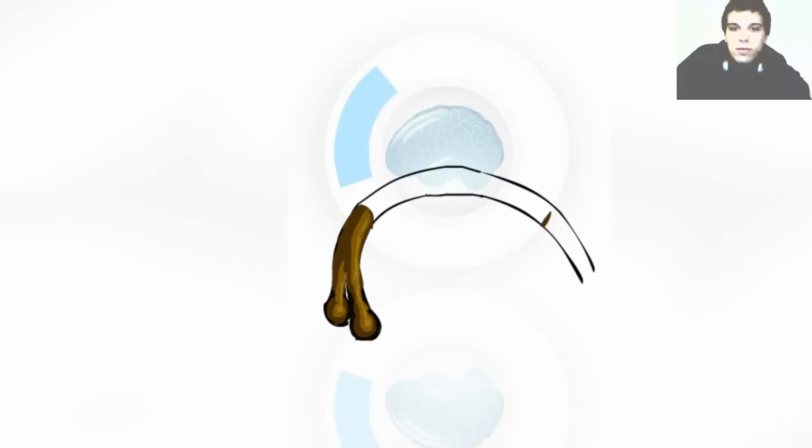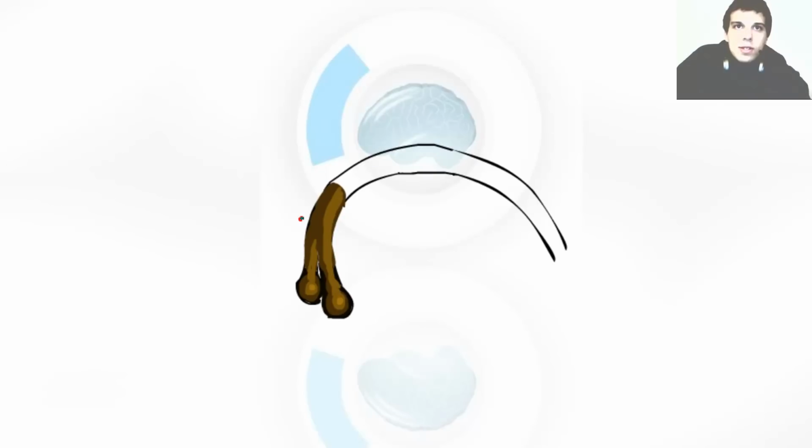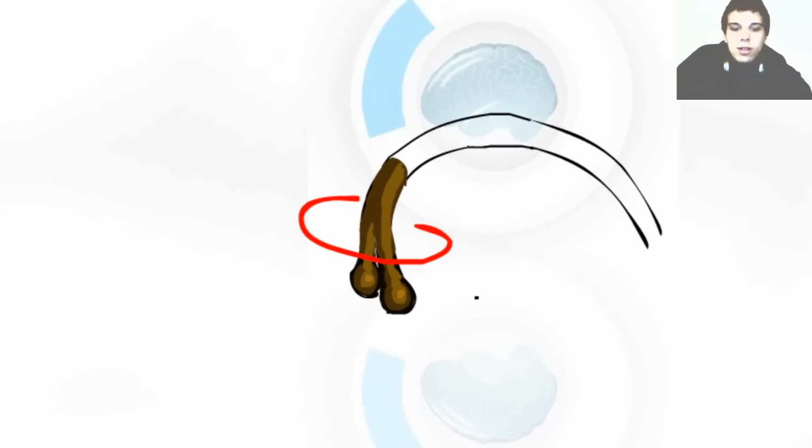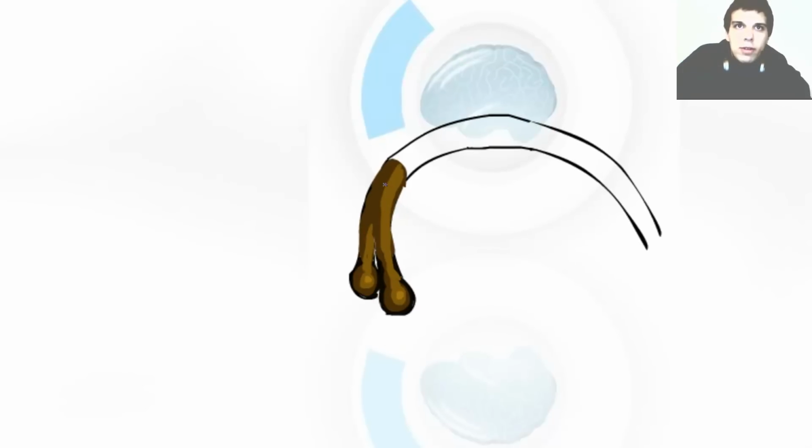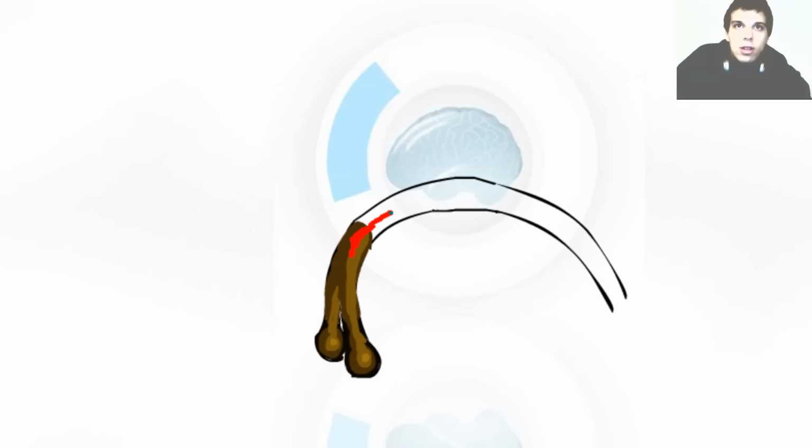Then comes the fornix. Fornix is a C-shaped bundle of fibers. This is the anterior pillar of fornix. These over here were the mammillary bodies, and then fornix 1, fornix 2. The part where fornix join and over here is called the body of fornix.